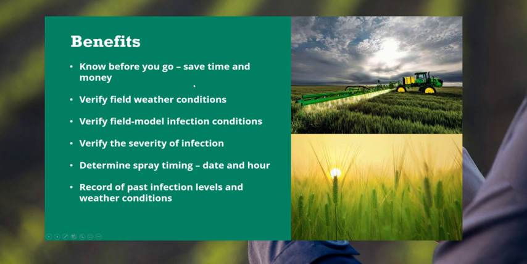You know before you go. You save time and money knowing your fields with your data. You have verified weather conditions in that field from your devices. You have verified model infection conditions in the field. You can look at verified severity levels and sporulation events in the field. You can determine your spray timing based off of the model, the date and hour, as well as use the system for looking at optimal conditions for spraying. Is it a good time to spray based on the environmental conditions?